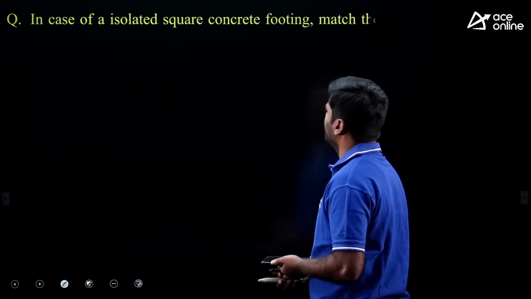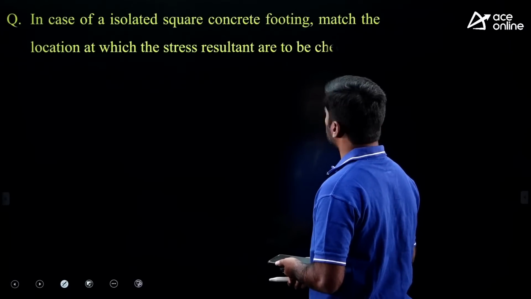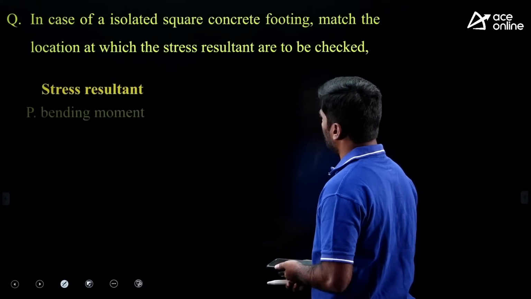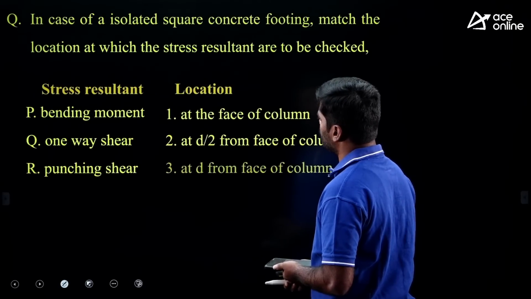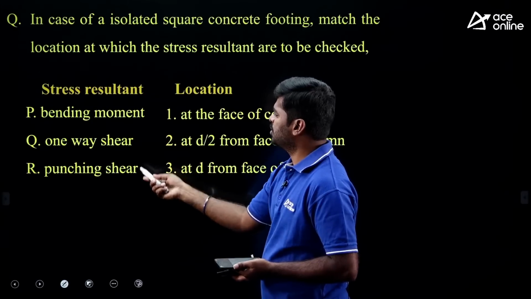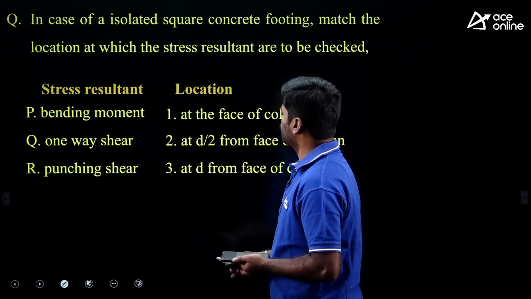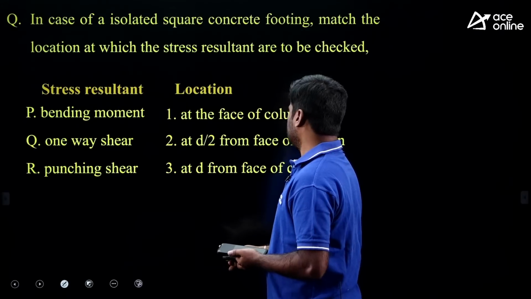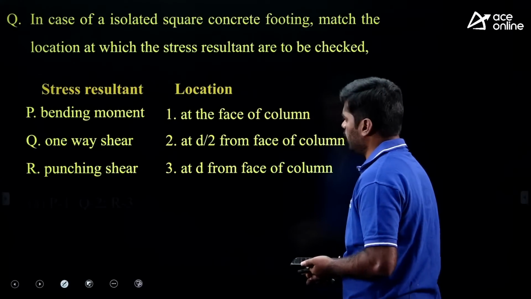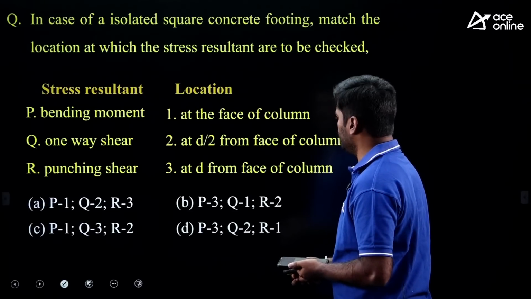In case of isolated square concrete footing, match location at which the stress resultants are to be checked. Here question given, under list 1: bending moment, one way shear, punching shear. Under list 2: at the face of the column, at D by 2 from the face of the column, at D from the face of the column. Options given A, B, C, D.